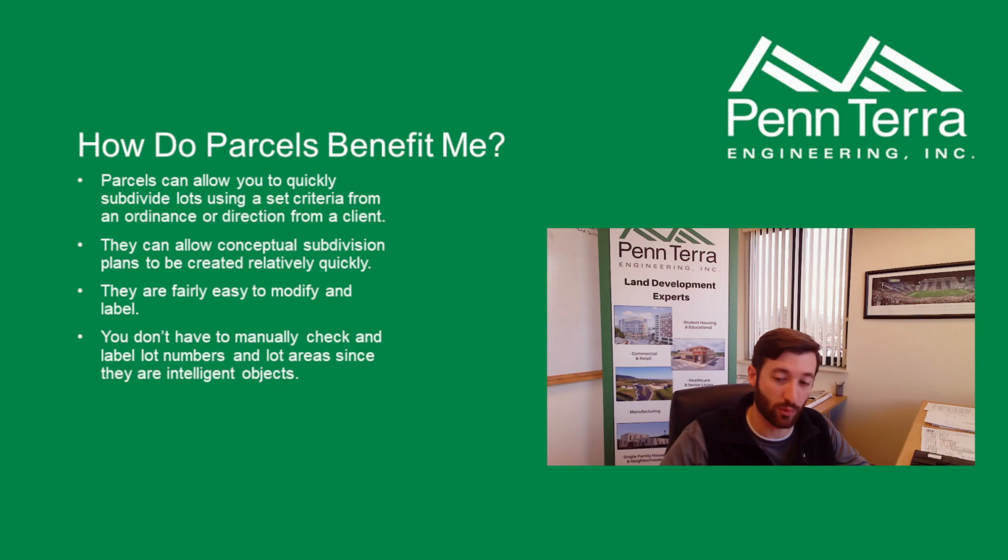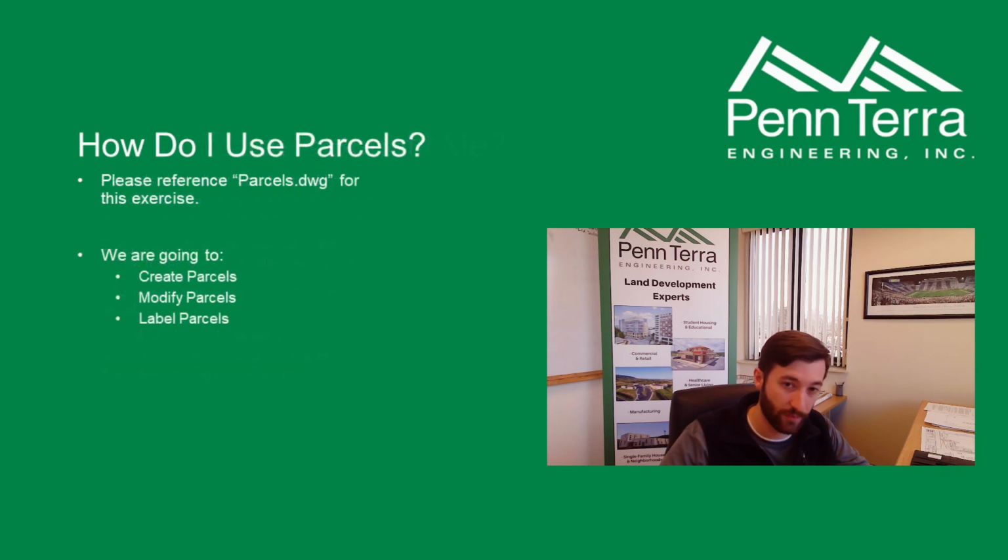You can label them different ways, like open space lots or stormwater lots for your basins. And probably the best part is that you don't need to manually update area labels for every single lot whenever you slide one line or something like that, because it'll continuously update as you make changes, which is really a nice feature. So how do parcels work?